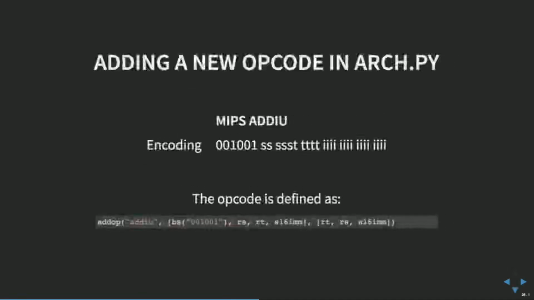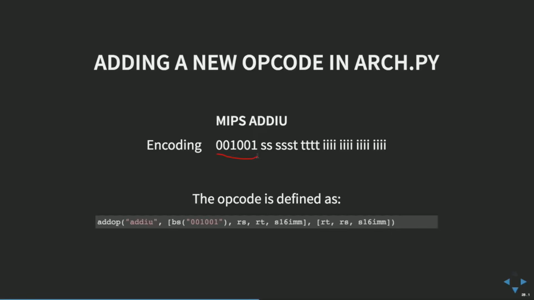So, arch. In this example, I would want to add an instruction to MySM. It's add immediate in MIPS. So what we can start to do is check the specification of this instruction. The specification says that first we have 6 bits, 001001, then 5 bits that encode the source register, 5 more bits that encode the target register, and finally the immediate encoded on 16 bits.